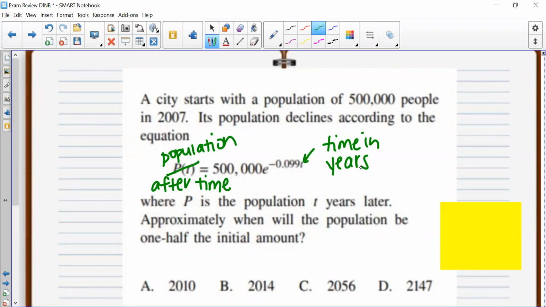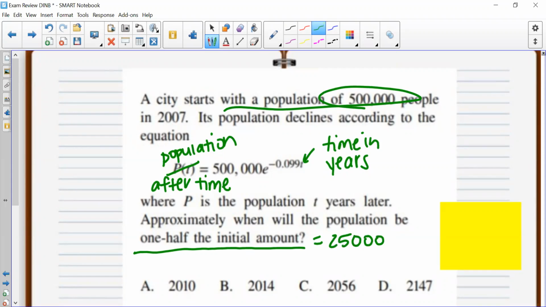Approximately when will the population be 1/2 of the initial amount? If our initial amount was 500,000, then 1/2 of the initial is 500,000 divided by 2. So we're trying to find when the population will be approximately 250,000. That's 1/2 of 500,000. And they gave us answer choices, so we use our answer choices to help us here.